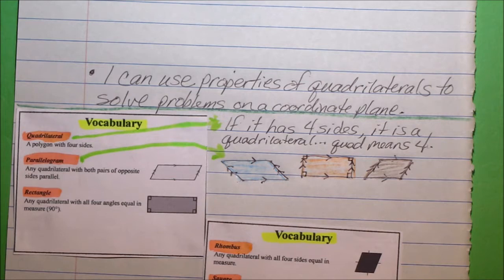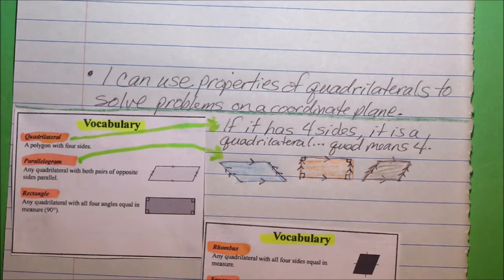It could be a quadrilateral, a parallelogram, or a rectangle. All right? Okay, so let's talk about a rhombus then.